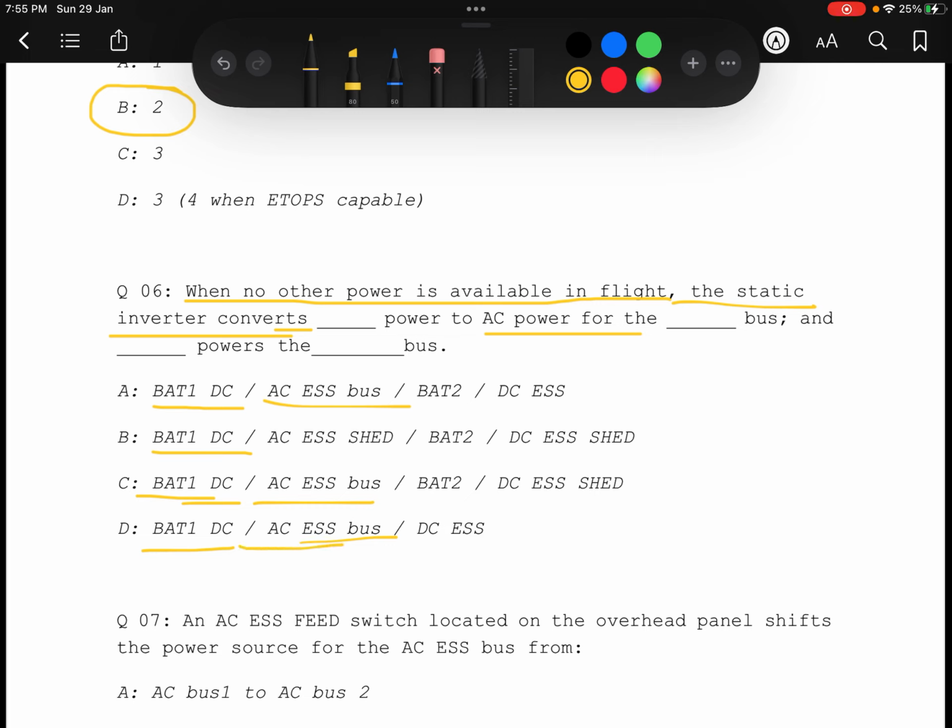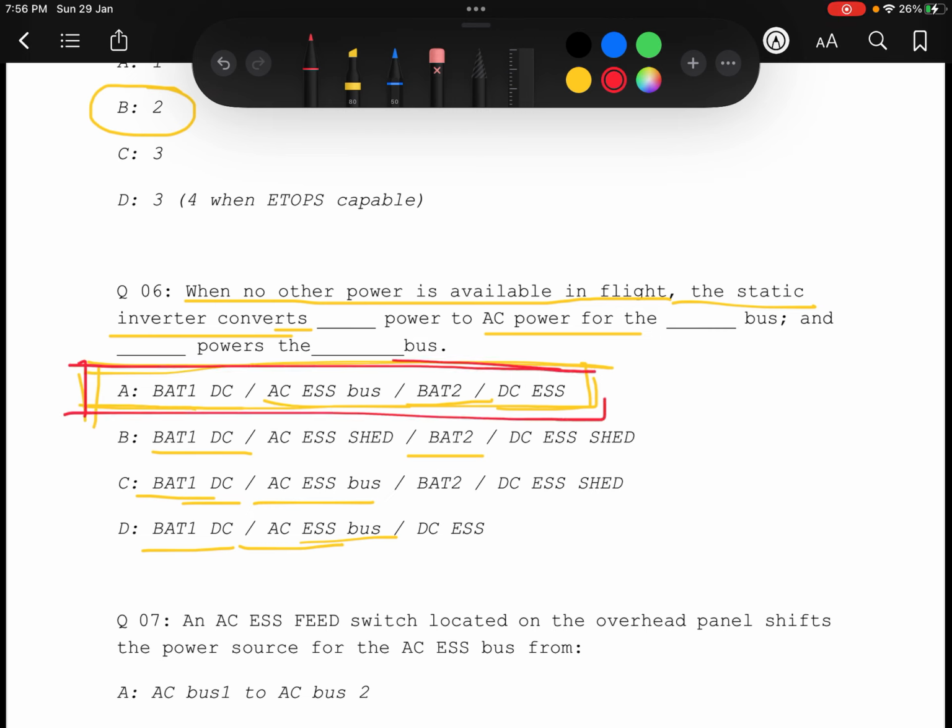Now all options, Alpha, Charlie and Delta, are correct till here, and battery 1 powers, and battery 2 powers DC essential, right? So Alpha is the correct answer. I will explain this answer from the FCOM now, but mark Alpha as the correct answer.